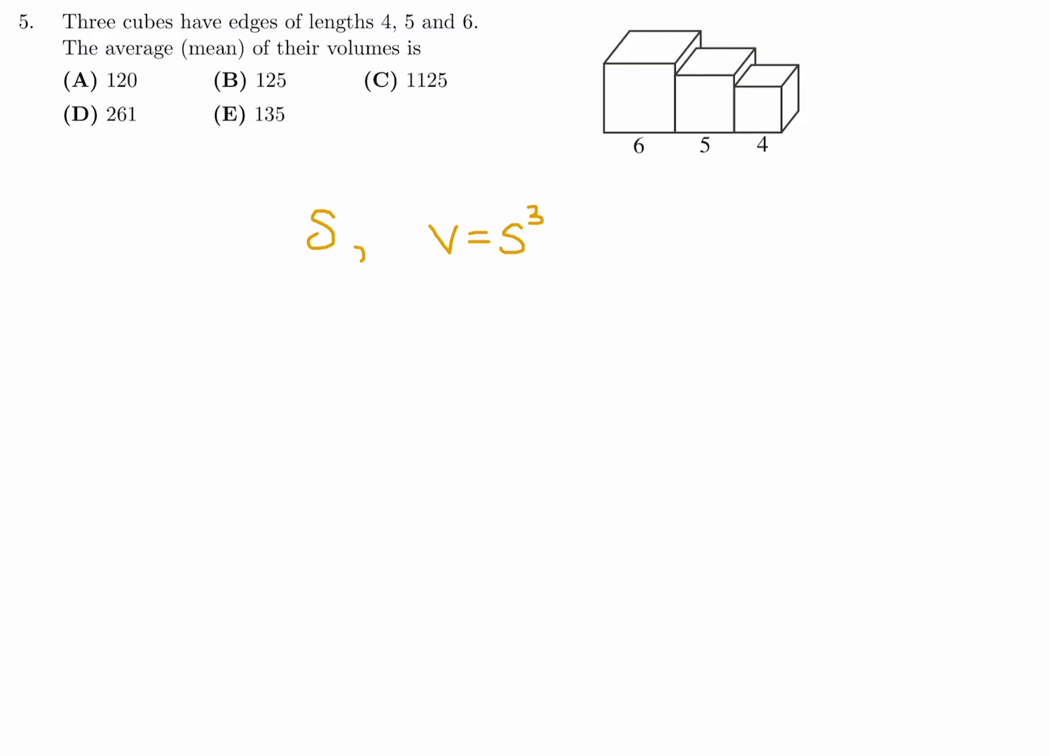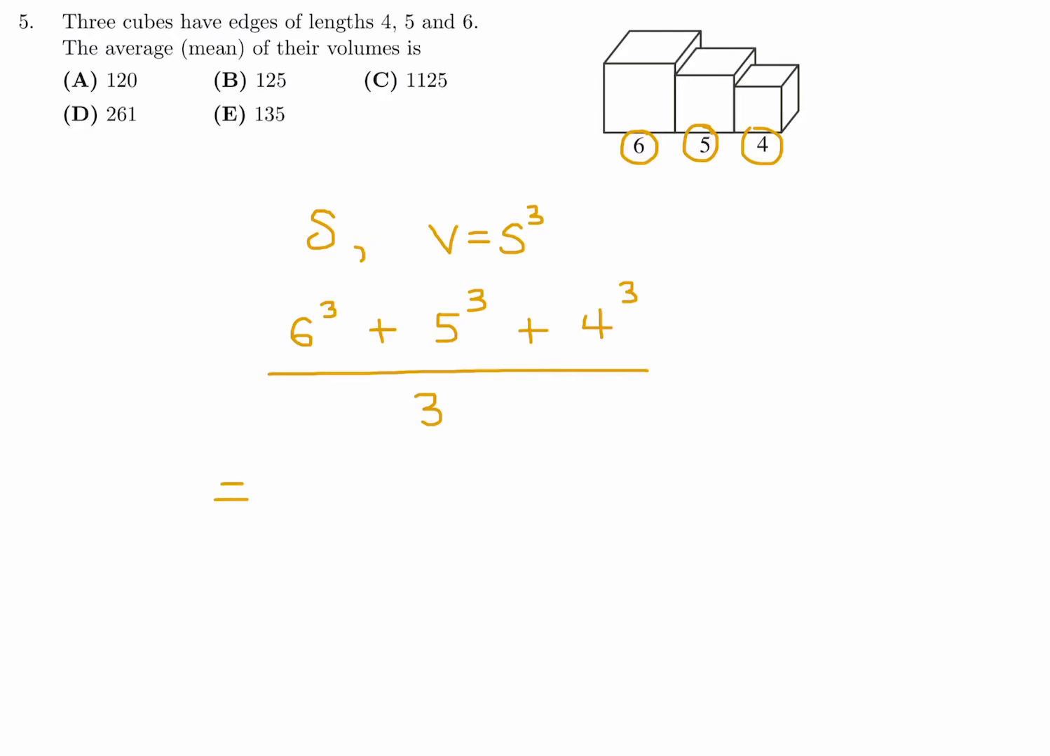So the average of their volumes, well, the first volume would be 6 to the power 3, this guy. Then the next one would be 5 to the power 3 for that cube. And the last cube would be 4 to the power 3, which is that cube. And then to find their average, you add them and divide by the number of cubes in this case, which is 3.